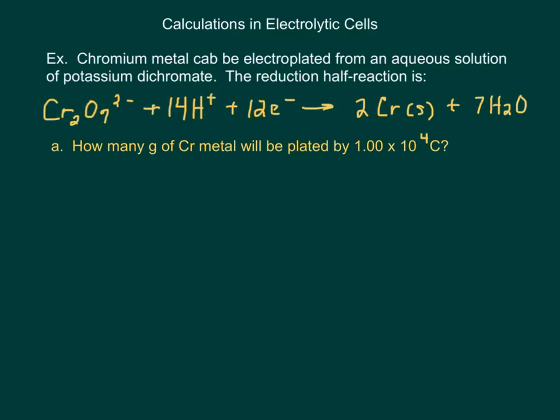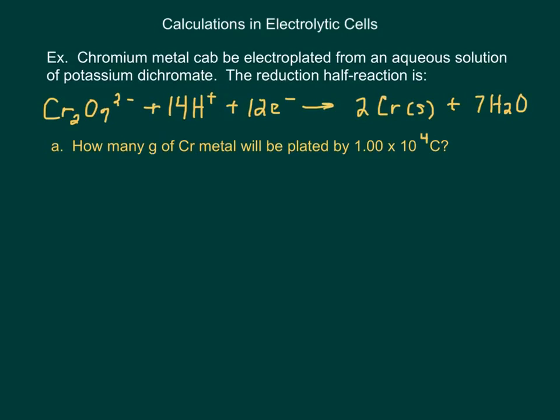Okay, so here's a sample calculation that you might see with an electrolytic cell. Chromium metal can be electrolyzed, electroplated from an aqueous solution of potassium dichromate. So we'll give you the half reaction: dichromate turns into chromium metal. How many grams of chromium metal can I electroplate if I use that much charge?